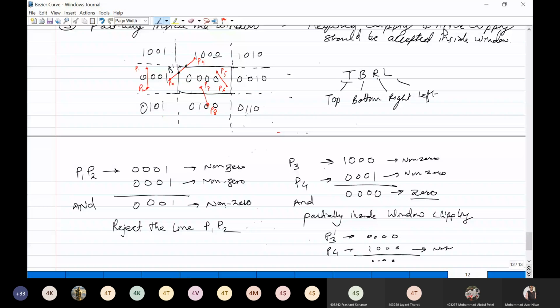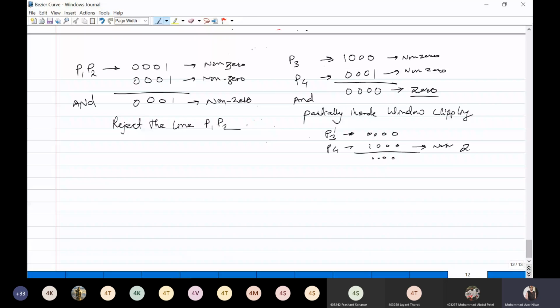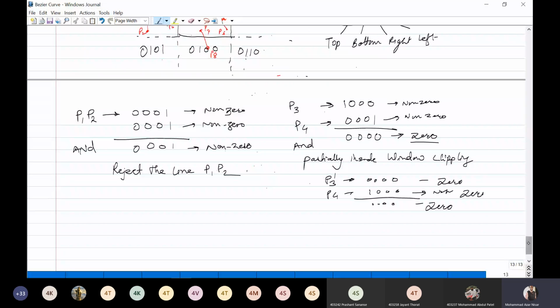So you have to apply. So it is non-zero, 0, and this is 0. Okay, so you will get again clipping. The line is partially inside. So which line? P3 dash and P4. The line is partially inside the window.